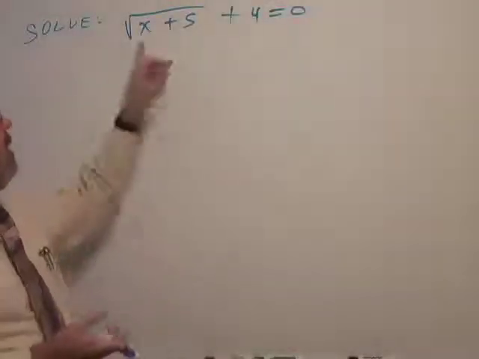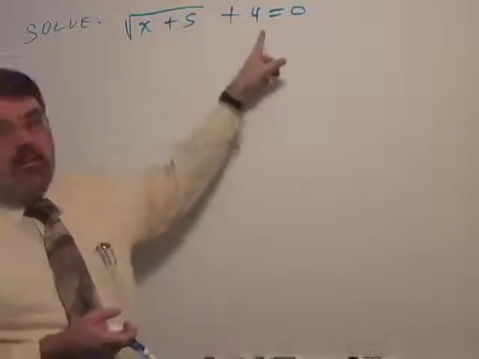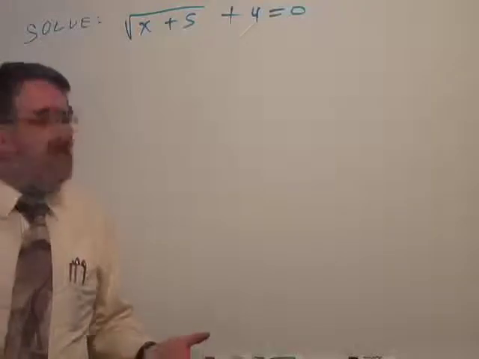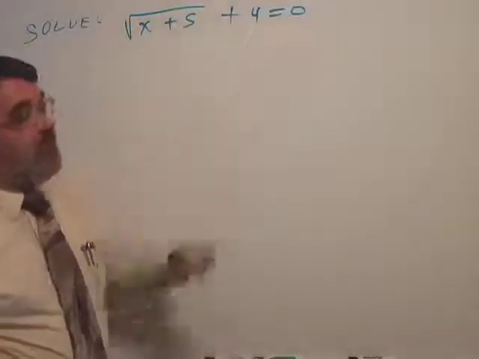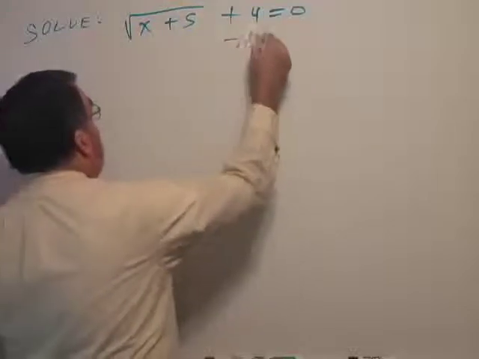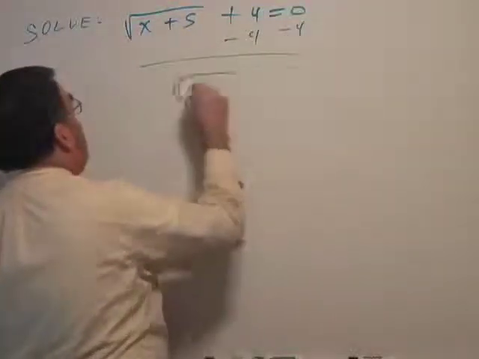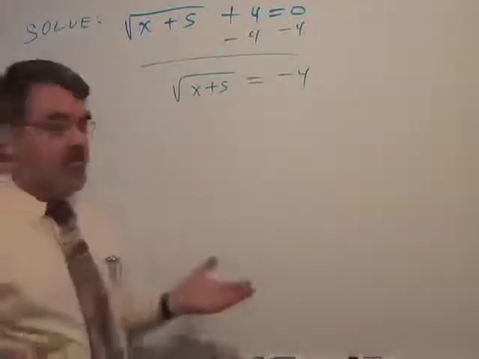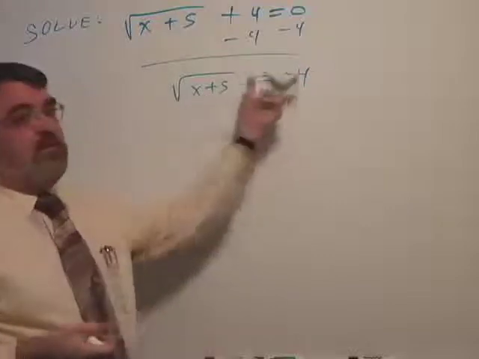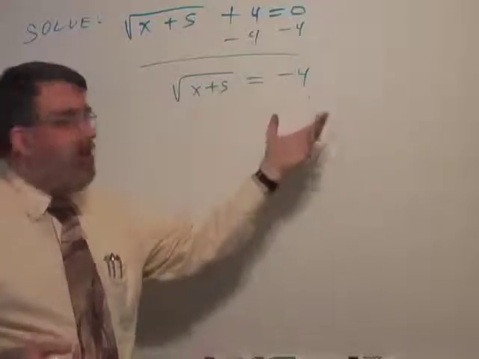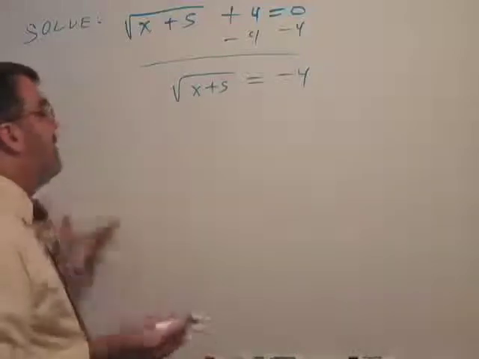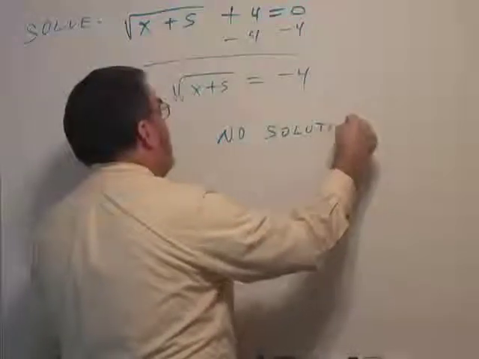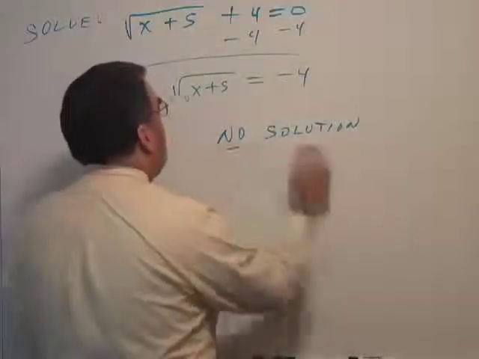Here it is. Solve square root of x plus 5 plus 4 equals 0. Now I look at that immediately and say there's no solution to this one, because if you move the 4 to the other side by subtraction, then we get the square root of x plus 5 equals negative 4. And as we discussed in the last video, square roots can only be positive, or could be 0, but can never be negative. And so there's no answer to this, no solution. And I did talk about this before, but I just wanted to reinforce it one more time.